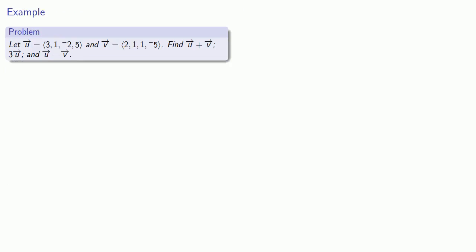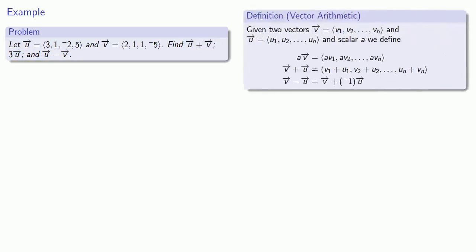So let's take a look at a few examples of scalar multiplication and vector addition. We'll have two vectors, u equals (3, 1, -2, 5) and v equals (2, 1, 1, -5). Given these vectors, we'll find u plus v, 3u, and u minus v. So remember, when we add two vectors, we're going to add them component-wise. The first component to the first component, the second to the second, and so on. So we can add these two vectors.